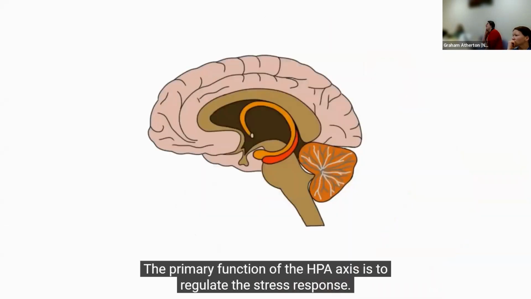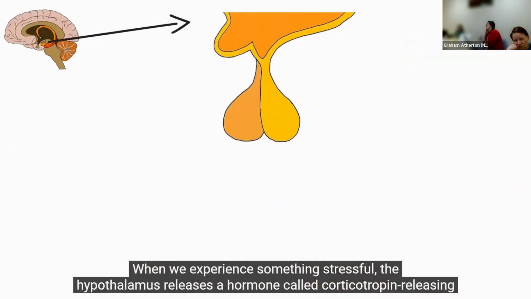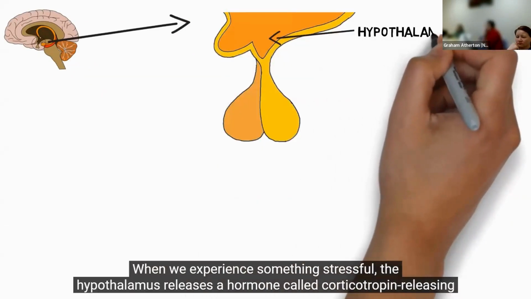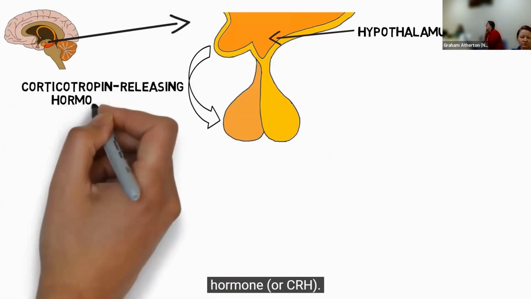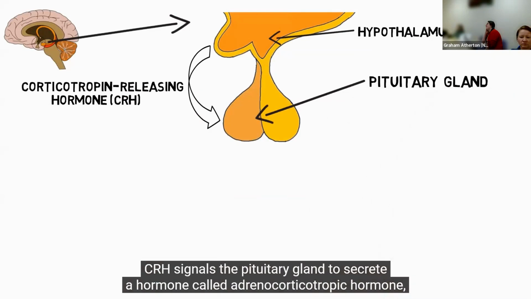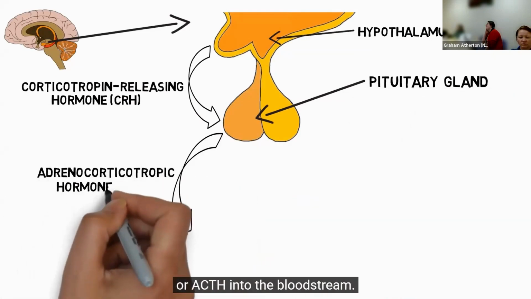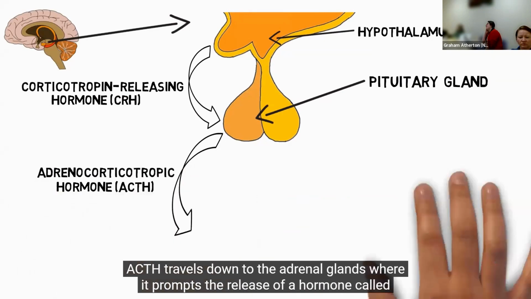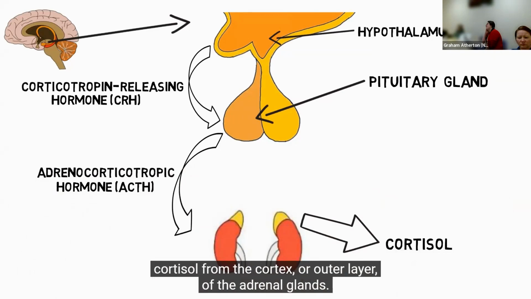The primary function of the HPA axis is to regulate the stress response. When we experience something stressful, the hypothalamus releases a hormone called corticotropin-releasing hormone, or CRH. CRH signals the pituitary gland to secrete a hormone called adrenocorticotropic hormone, or ACTH, into the bloodstream. ACTH travels down to the adrenal glands, where it prompts the release of a hormone called cortisol from the cortex, or outer layer of the adrenal glands.